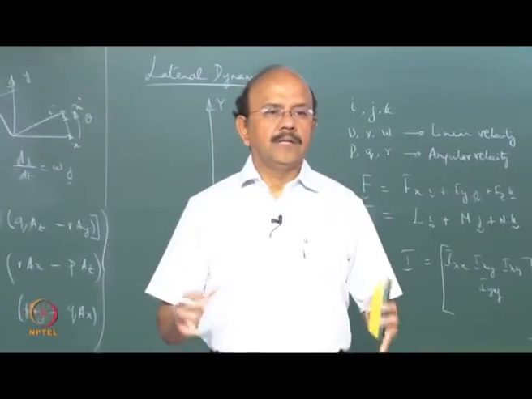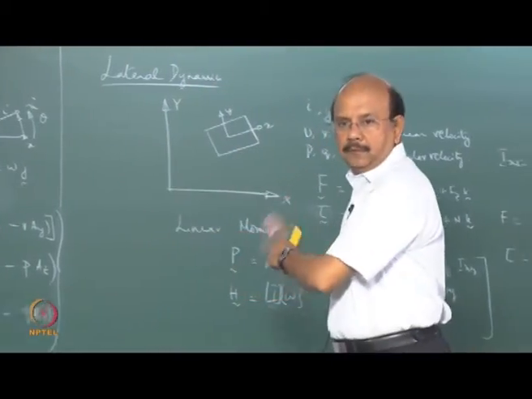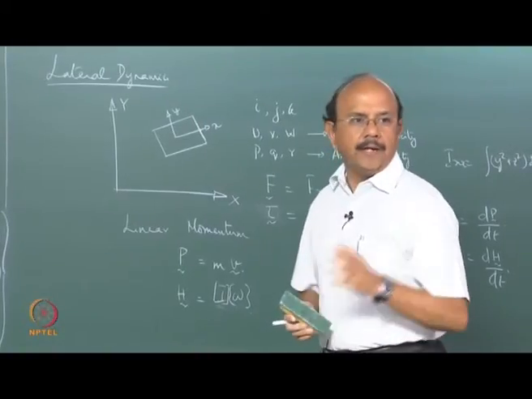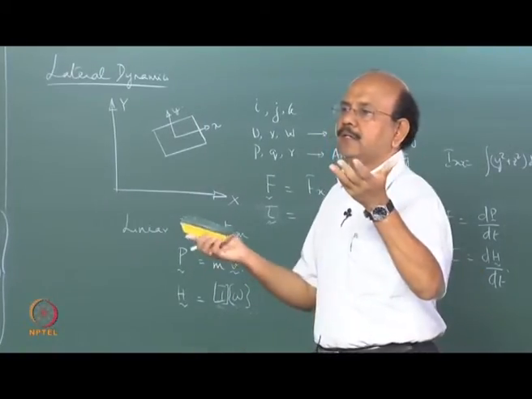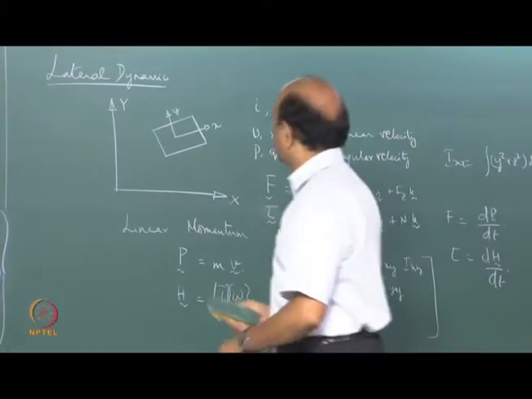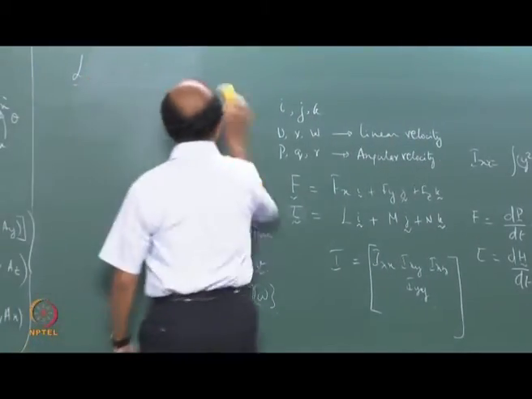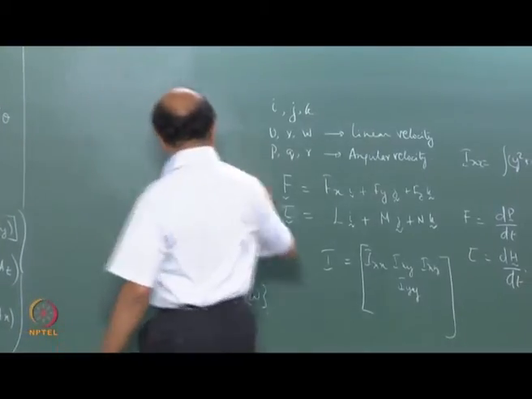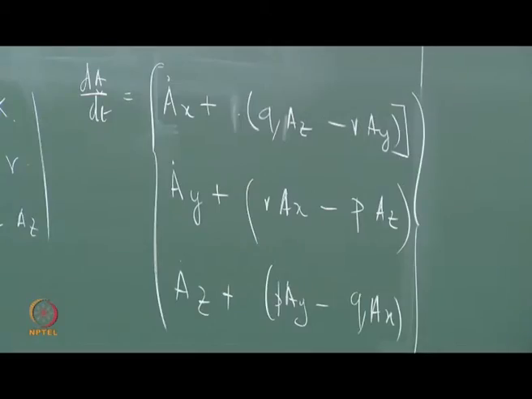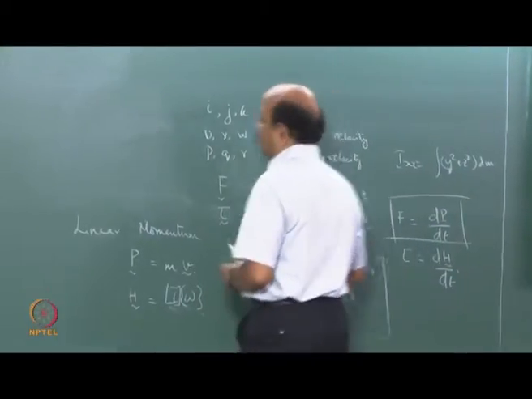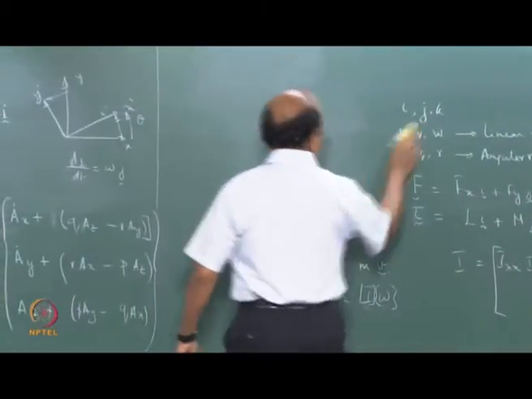Okay. Now I can apply my Newton-Euler equation by substituting the velocity for A. I can write down the first of the equations, which is dP by, that is here, that equation I can write down.